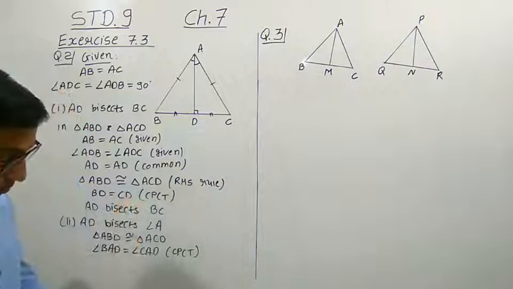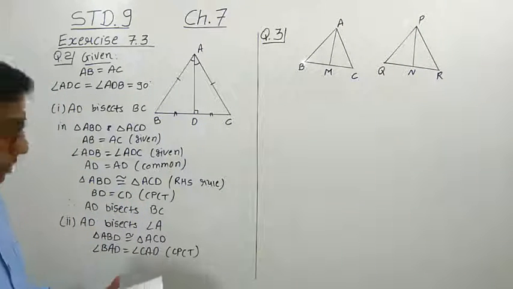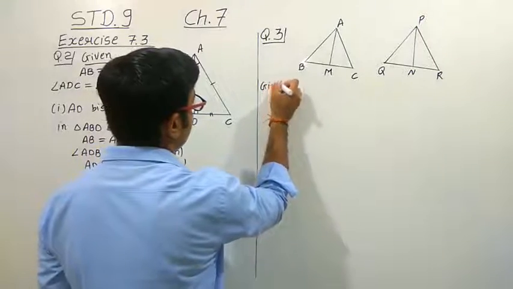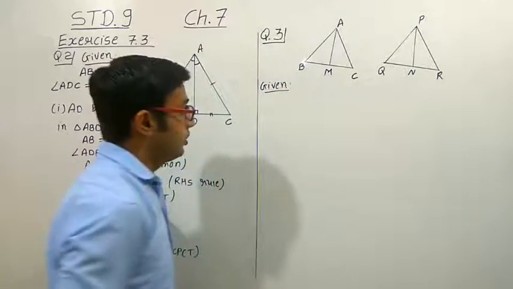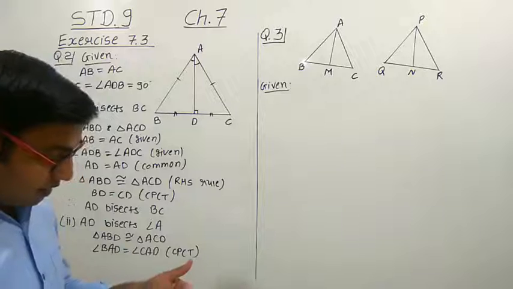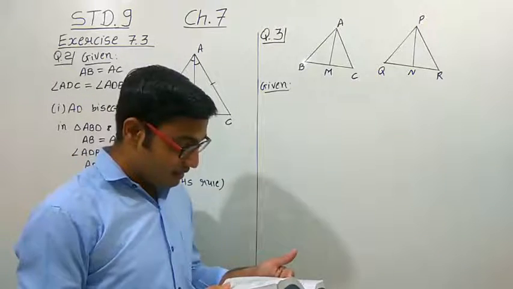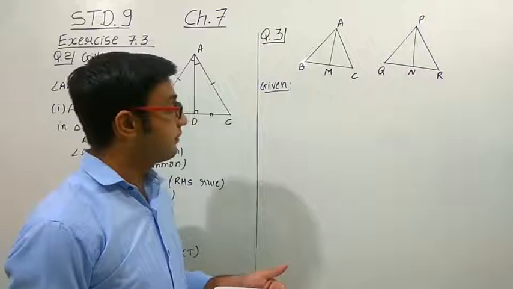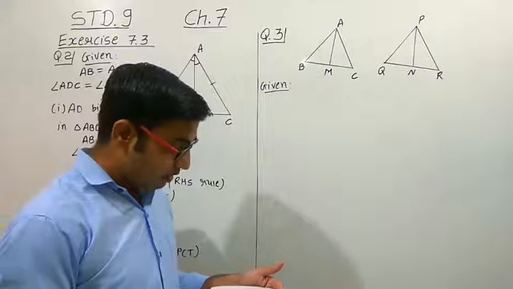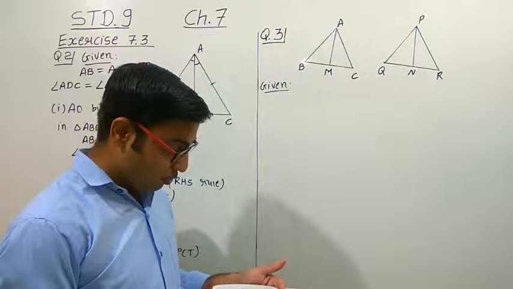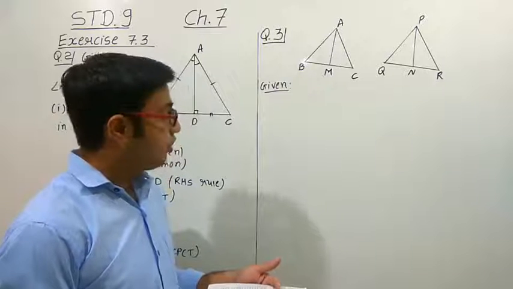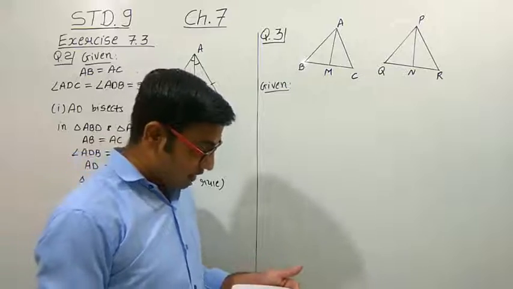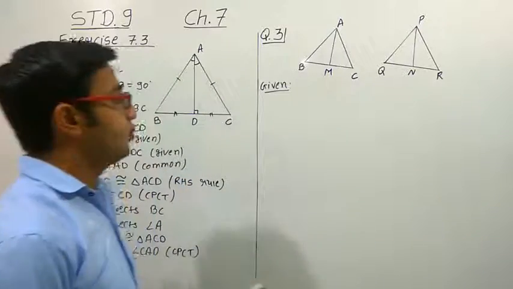Now let us study question number 3. Here we have given that two triangles, two sides AB, BC and median AM of one triangle ABC are respectively equal to sides PQ, QR and median PN of triangle PQR. Show that triangle ABM is congruent to triangle PQN.